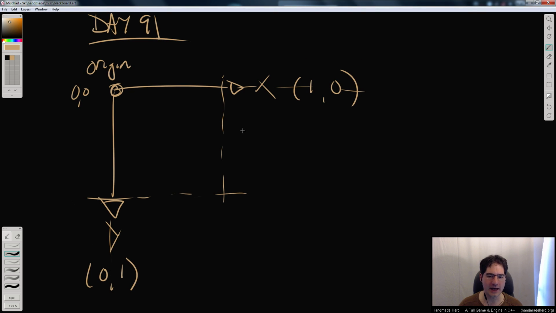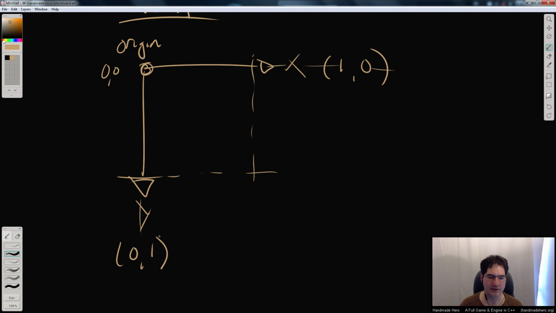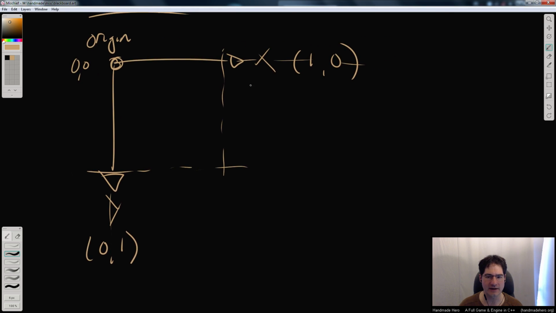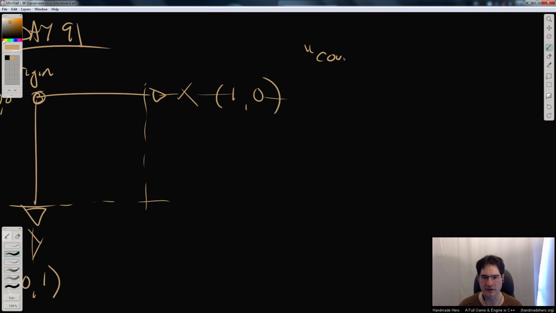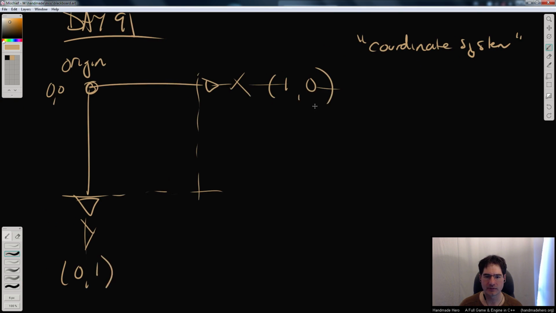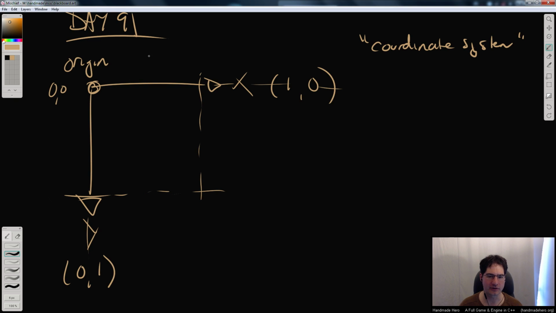And so right here we have our two basis vectors, right? Our basis vector y and our basis vector x, and then we have an origin, which is that point right there. And together we can say that this sort of forms a coordinate system. It's a way that we can say where stuff is. And we can pick any pixel on the screen by saying what the x and y coordinates were.